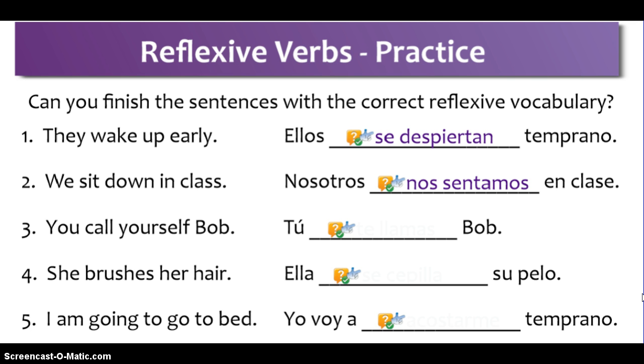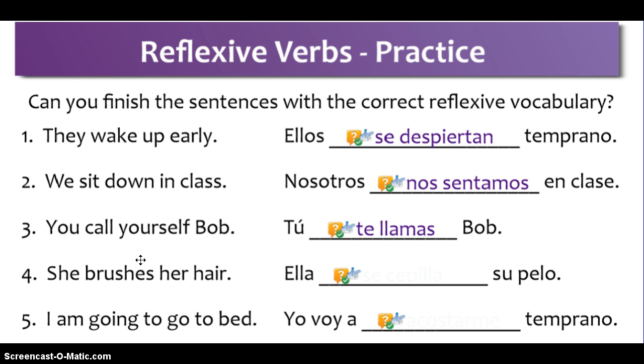We changed our reflexive pronoun. We put the correct conjugation ending on the end of our verb. And we also remembered that when we have a stem changing verb, that stem does not change when we conjugate for nosotros. Again, if you have any questions about stem changing verbs, go back and review that video or that information. Number 3, you call yourself Bob. Tú, blank, Bob. Tú te llamas Bob.